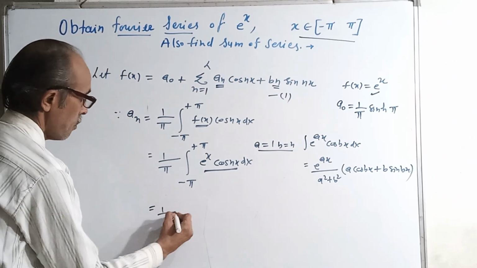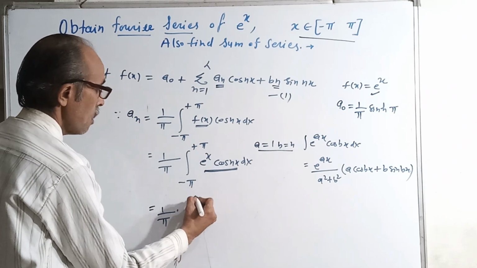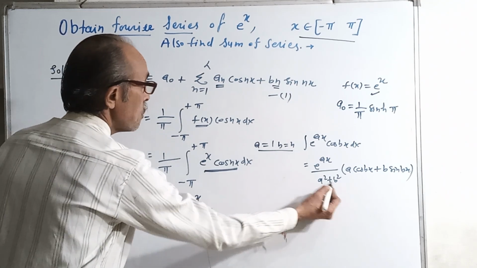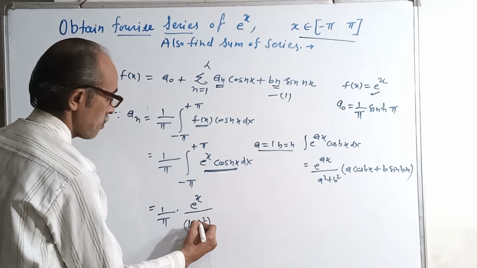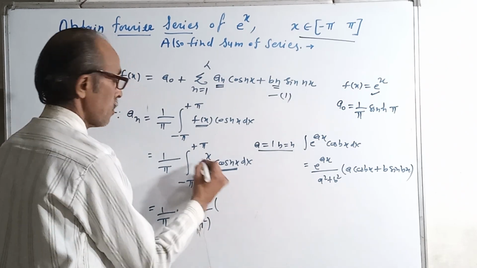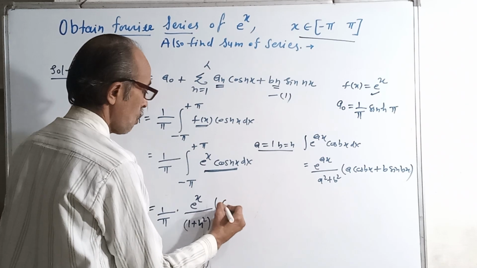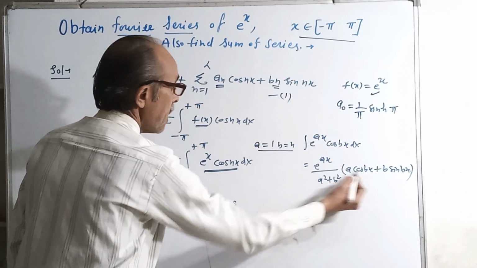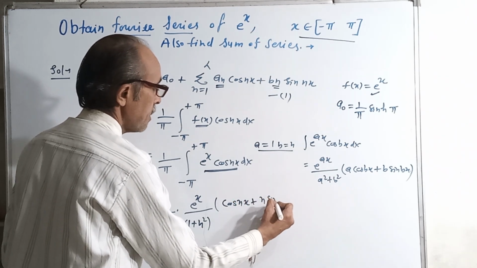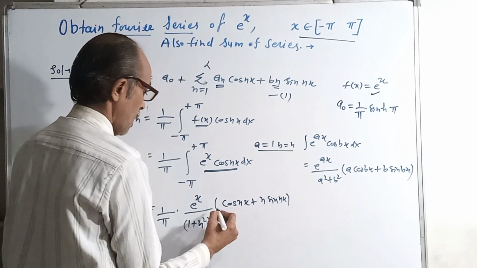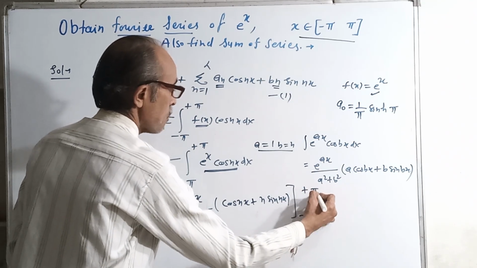So coefficient of x is a, and here coefficient of x is 1 and coefficient of x is n here. So the integral of e raised to x cos(nx) is e raised to x divided by a square plus b square, that means 1 square plus n square is 1 plus n square, and a cos(bx), that means a value is 1 cos(nx), and b value is n, then cos(nx), and plus n sin(nx), and limit from −π to +π.